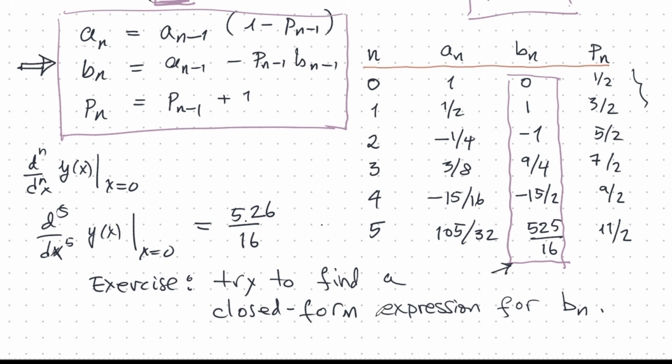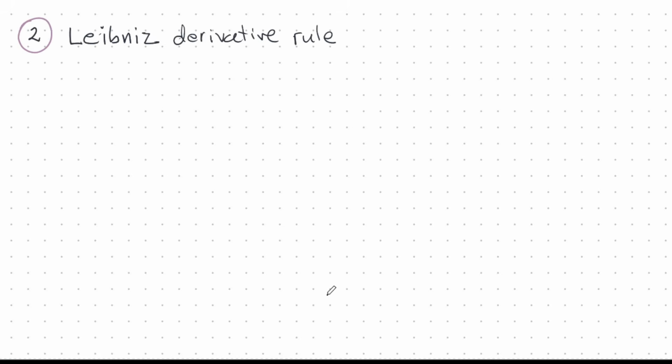Now, I'm going to find this closed form expression in the next part of this video, but I want to use a totally different technique to do it so I can show you something different. Now let me try a different strategy, the Leibniz derivative rule. So everyone knows that the derivative of a product is like this: u prime v plus u v prime.